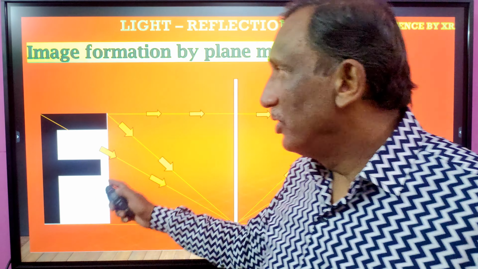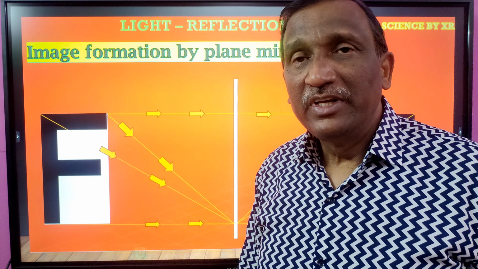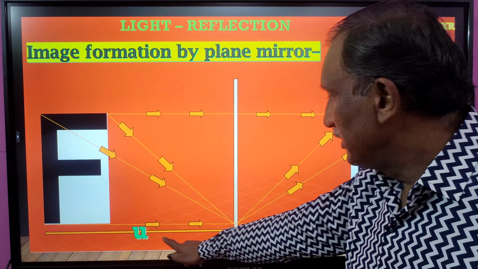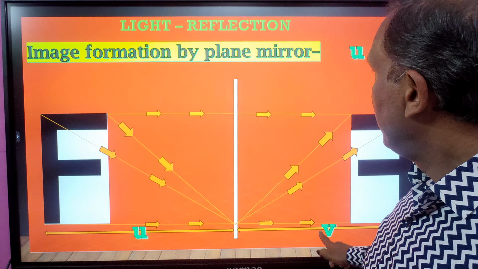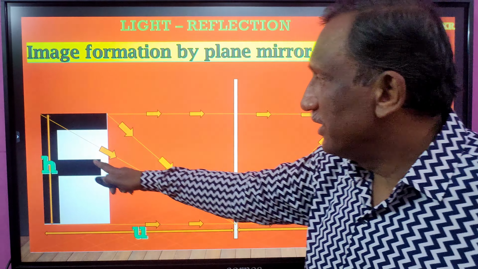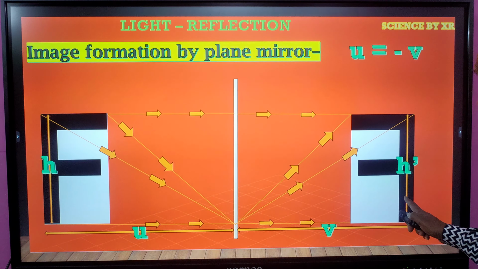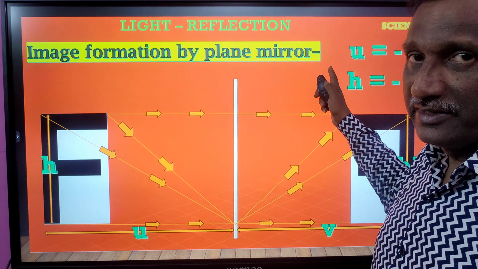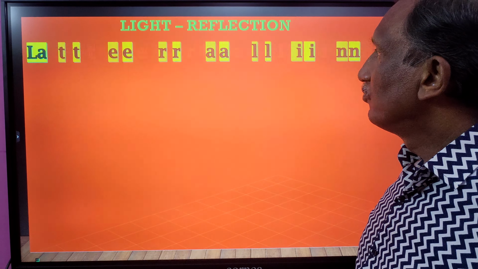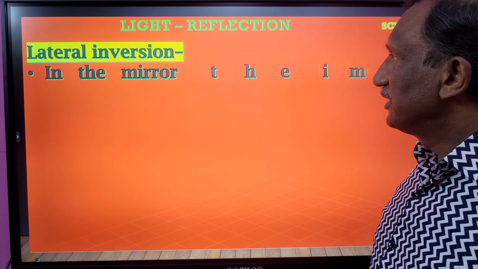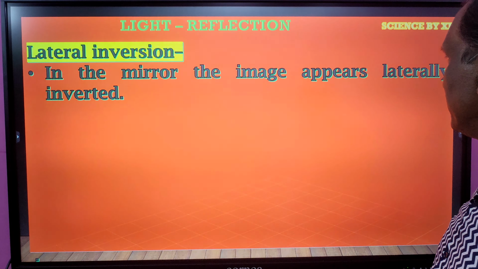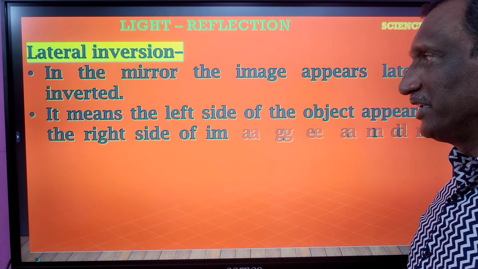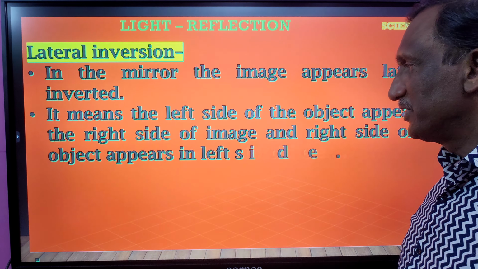Okay, so lateral inversion is clear to you. Lateral inversion is a very important property. ठीक है? So देख लीजिए u is equal to v. Okay, and second h is equal to h dash. Okay, so these are the two properties. Okay, lateral inversion को देखते हैं. Lateral inversion, the mirror image appears laterally inverted. ठीक है? Means the left hand side appears on the right hand side, and vice versa.